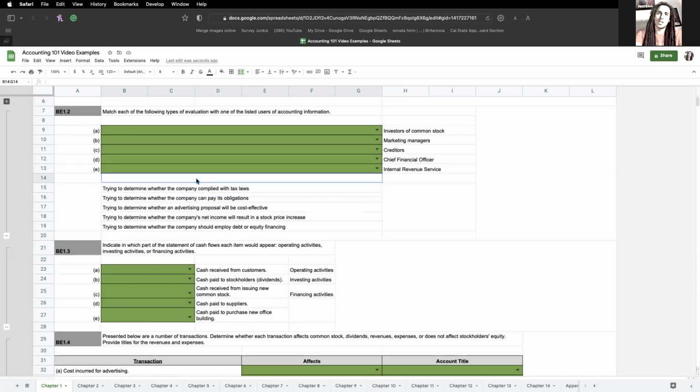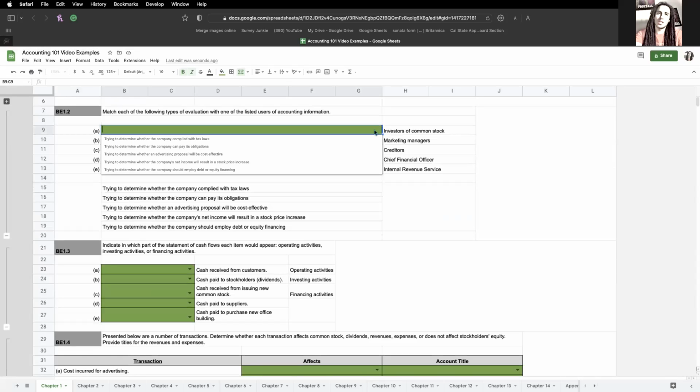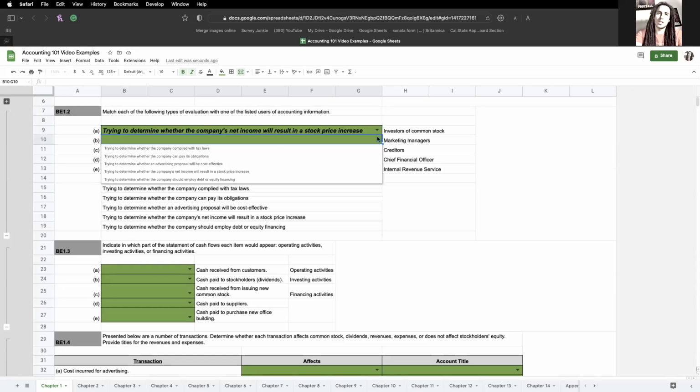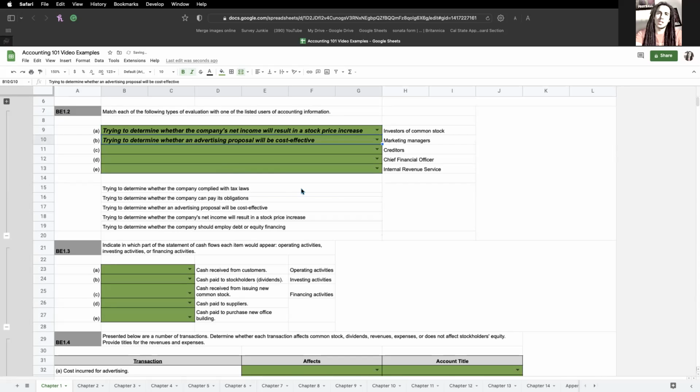So A, investors of common stock. What they are looking for is trying to determine whether the company's net income will result in a stock price increase. Usually, depending on the profit of a company, their stock price is going to go up if the net income is positive, or it's going to drop if there's a net loss. So it depends. Marketing managers, what are they looking for? Well, they are looking to see if an advertising proposal will be cost effective, meaning that it is reasonably priced for them to do.